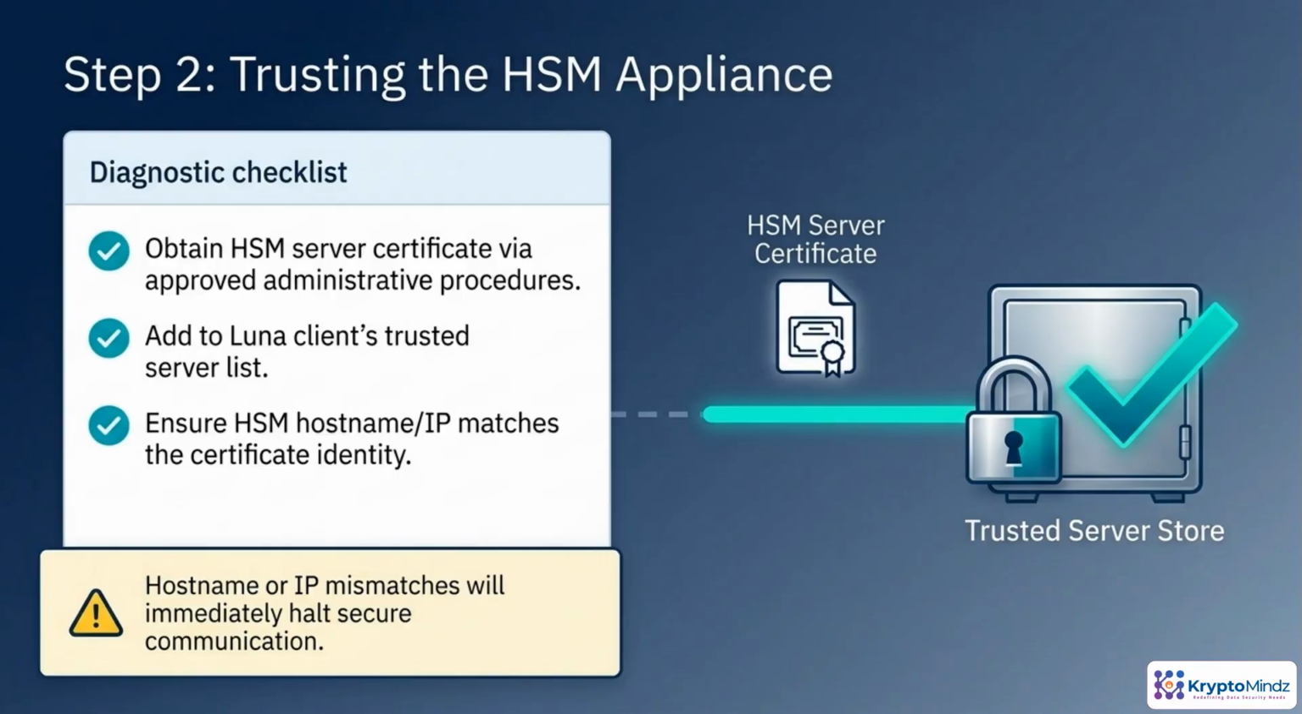To let the Luna client trust the HSM, it needs the appliance's server certificate, obtained through your approved admin process. Copy that exact certificate onto the client and place it in the trusted server store or directory. Then confirm that the hostname or IP the client uses matches the certificate's identity. Any mismatch should be treated as a potential attack. When you're done, rerun the client verification tools to confirm trust.